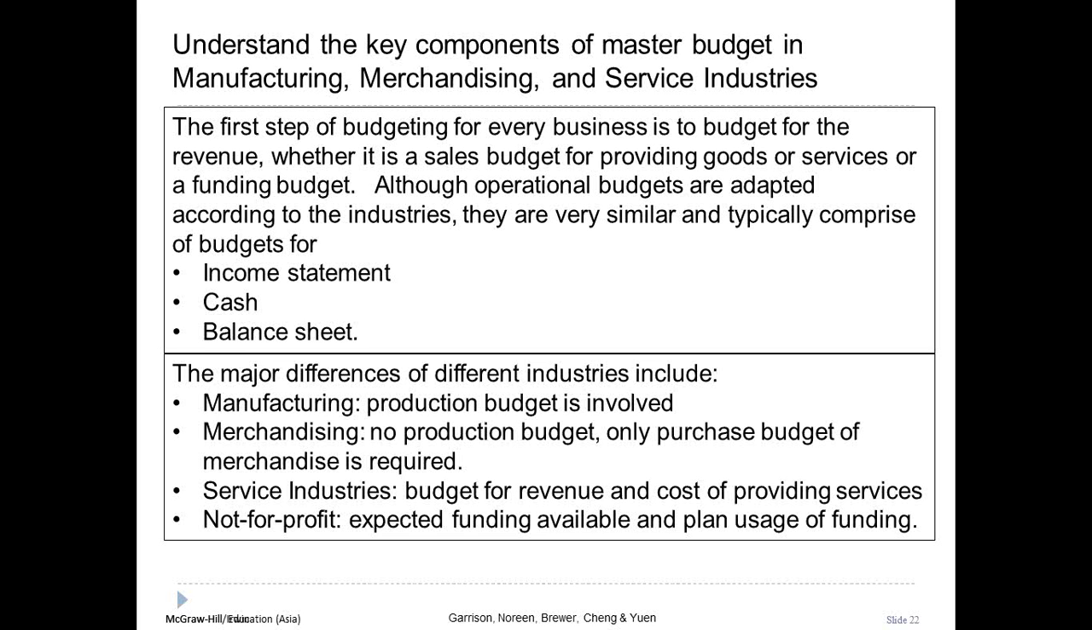Therefore, the first step of budgeting for every business is to budget for the revenue, whether it's a sales budget for providing goods or services or a funding budget. Although operational budgets are adapted according to the industries, they are very similar and typically comprise budgets for income statement, cash, and balance sheet. We will next describe the detailed budget information for a manufacturer.